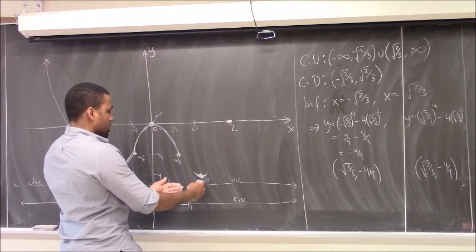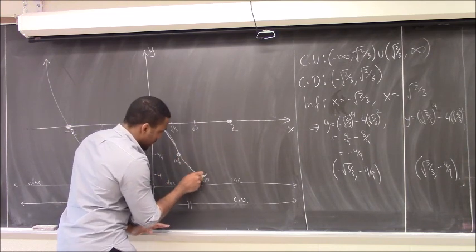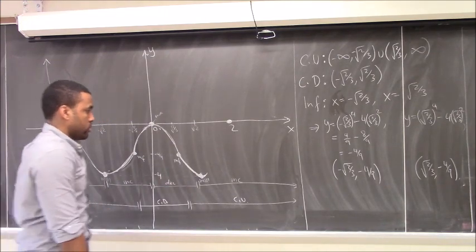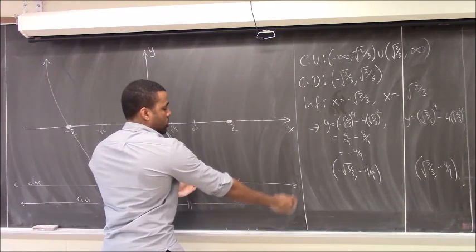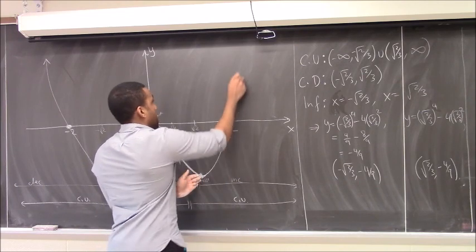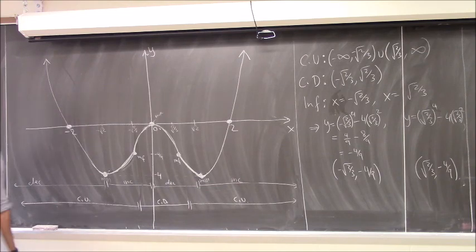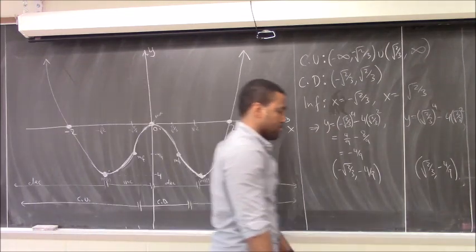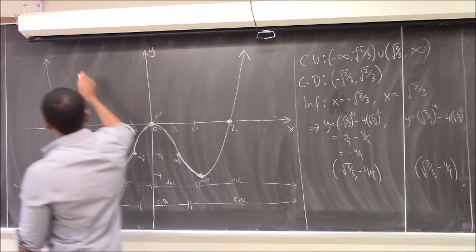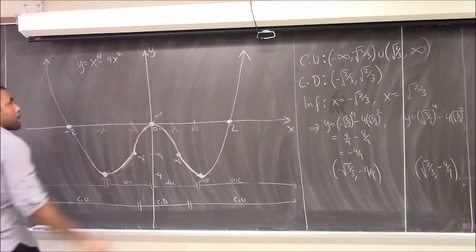Still decreasing, but now I switch to concave up. So I'm decreasing like this. Now I'm increasing and concave up. So that's my graph, it's a W. So this is the graph y equals x to the fourth minus 4x squared.